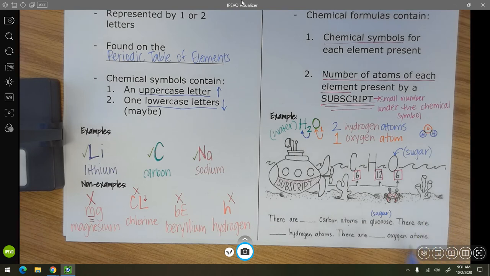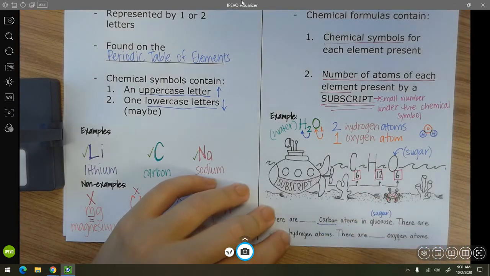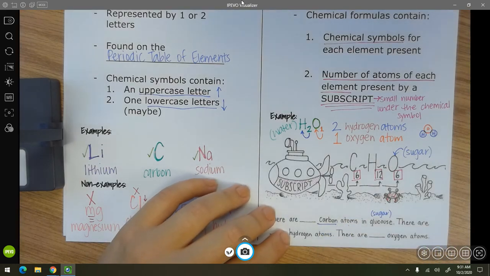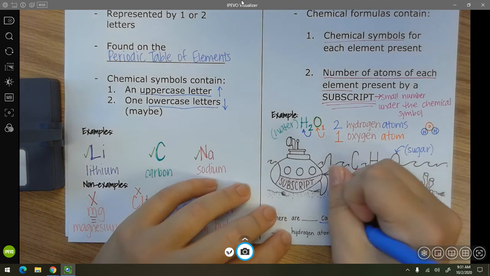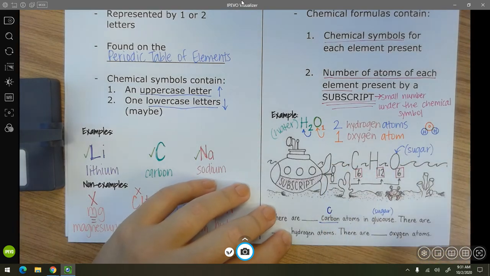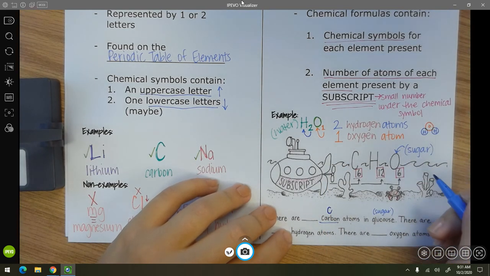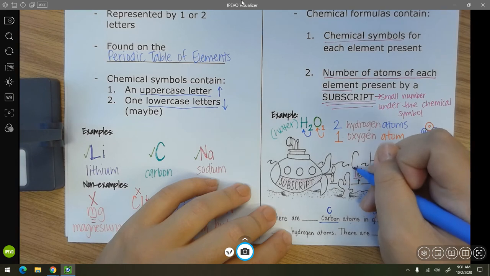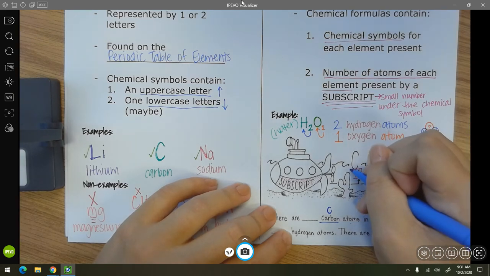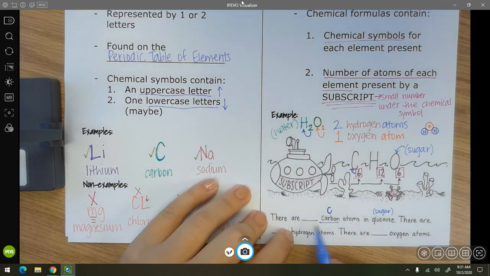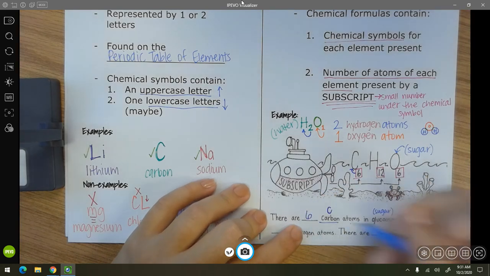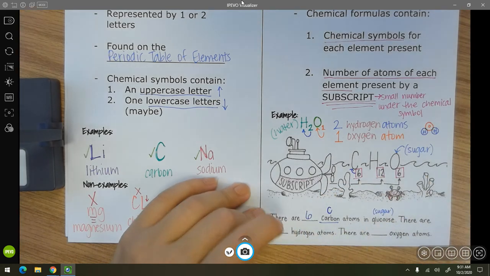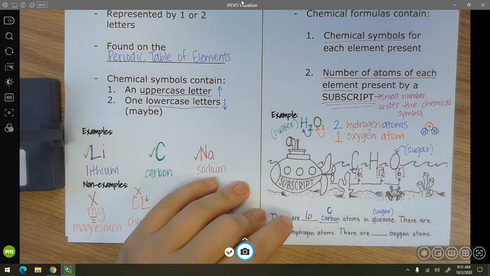Okay? So we need to look at carbon. First, we need to think about what is the chemical symbol for carbon. That's that big C. Okay? And remember, when we look at subscripts, the 6 goes with the letter to its left. Okay, so I'm going to draw a little arrow. So there are 6 carbon atoms in glucose.